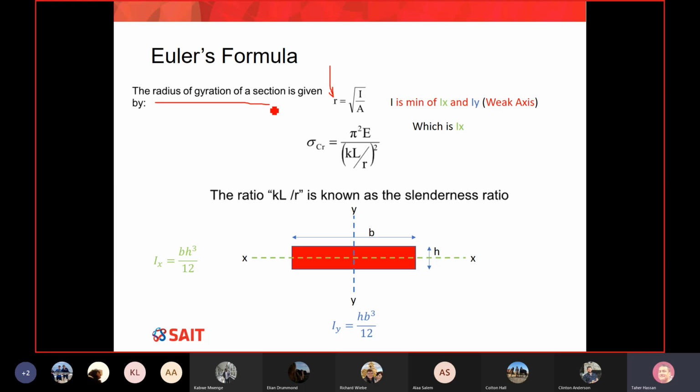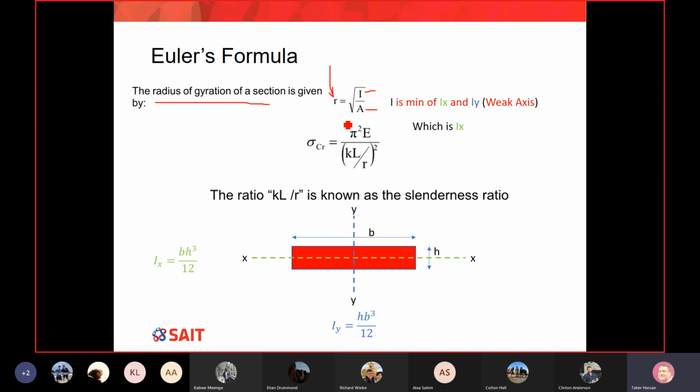Very complicated word, radius of gyration. So what is radius of gyration? To be honest, it has no physical meaning. However, it's just a mathematical term that is equal to the square root of I over A. So what you do is you take the moment of inertia, you divide by the cross-section area, you take the square root, and that will give you the little r.